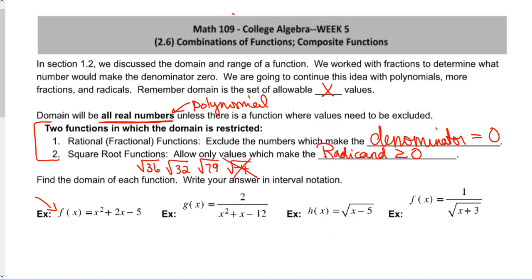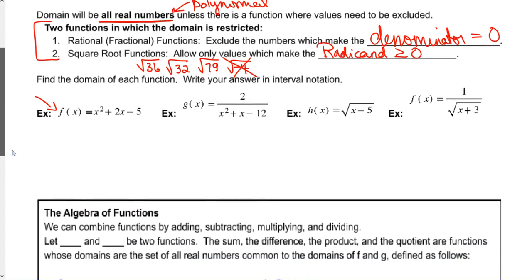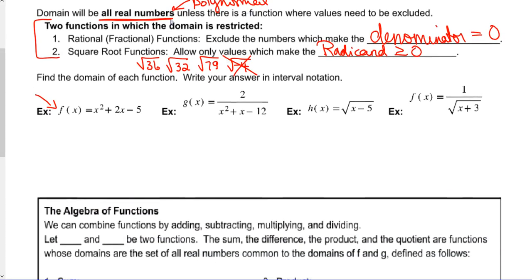Now remember, the radicand is what's underneath the square root. Okay, now we want to look at these functions and find the domain and write our answers in interval notation. So I just alluded to that polynomial. This is a polynomial function. So there's not any number that I can't square, add twice that number, and subtract 5. No matter how pretty or how nasty it is, we can do that for every single number. So in interval notation, the way that we write all real numbers is from -infinity to +infinity.